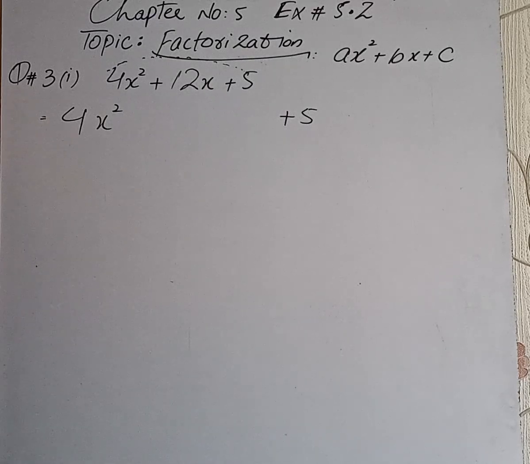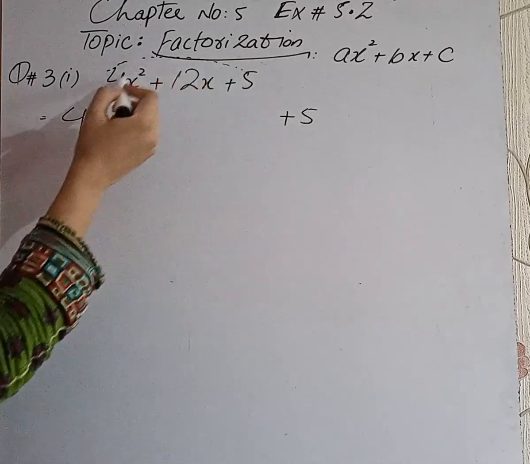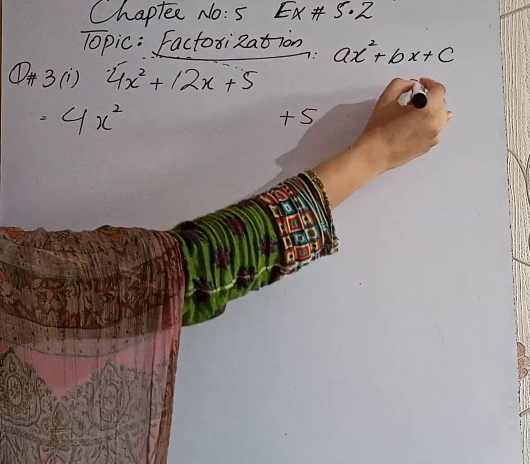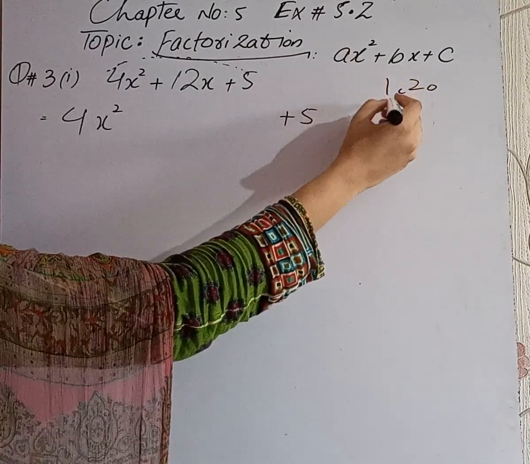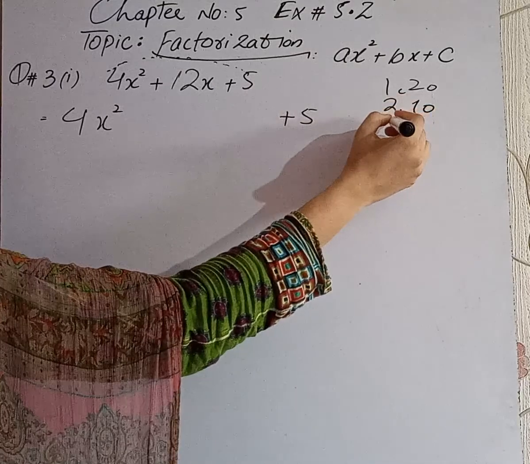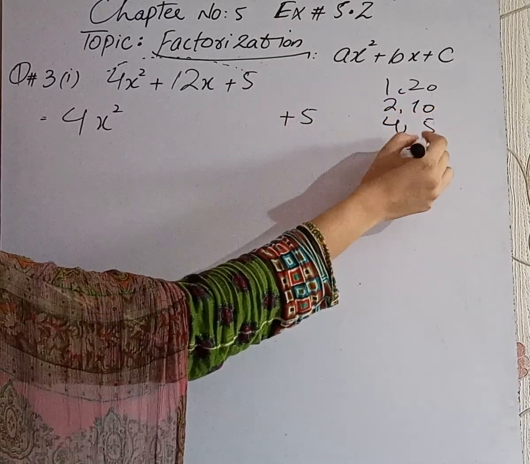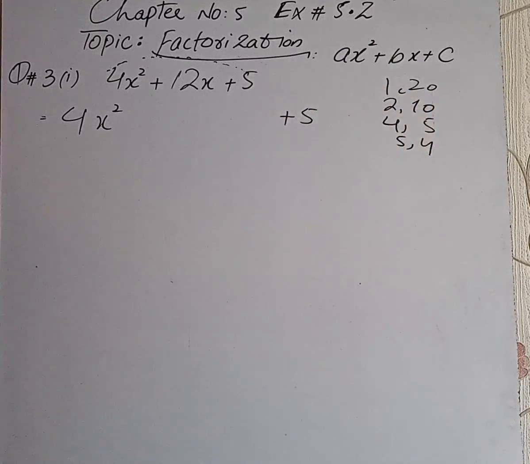So in the same way we are going to factorize this. First of all, we will multiply this constant term by the coefficient of x squared, 5 times 4 is 20. So first we will make the factors of 20: 1 times 20, 2 times 10, 3 it's not divisible, 4 times 5, and 5 times 4. Here the same factors are repeating with the order changed, which means that's the end point of the possible pairs.